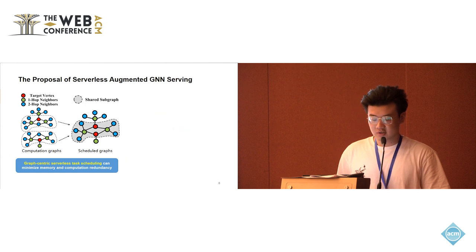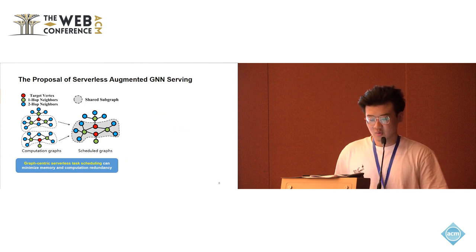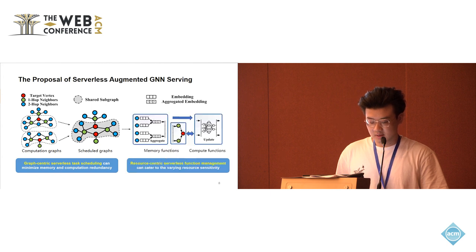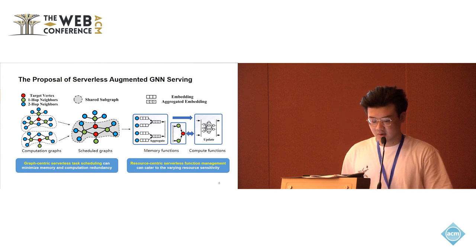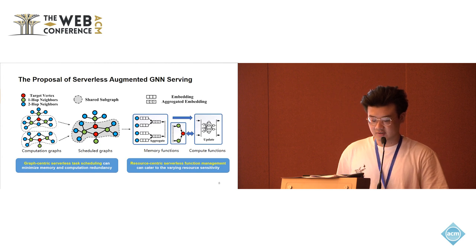We propose a new concept of serverless augmented GNN serving. We batch requests for graph sharing to minimize the redundancy, which is referred to as graph-centric task scheduling. We manage functions in resource groups, decoupling the operations and customizing functions to cater to the varying resource sensitivity, which is referred to as resource-centric function management.